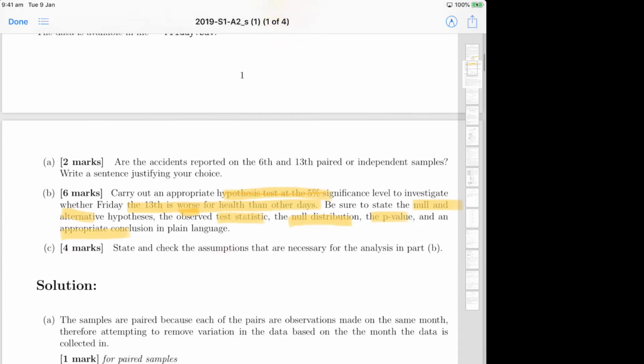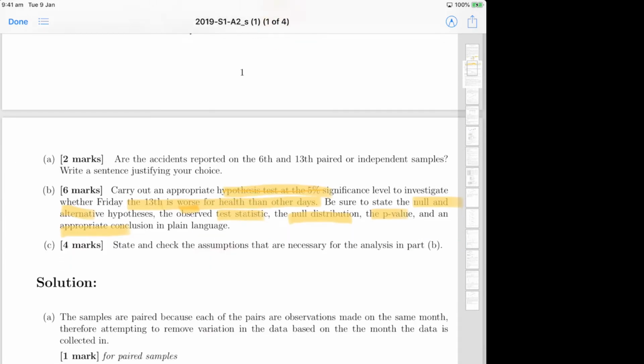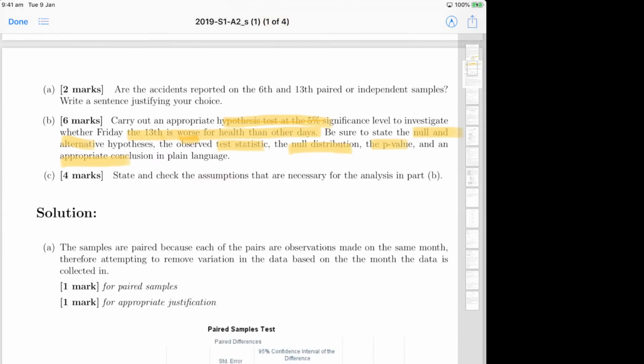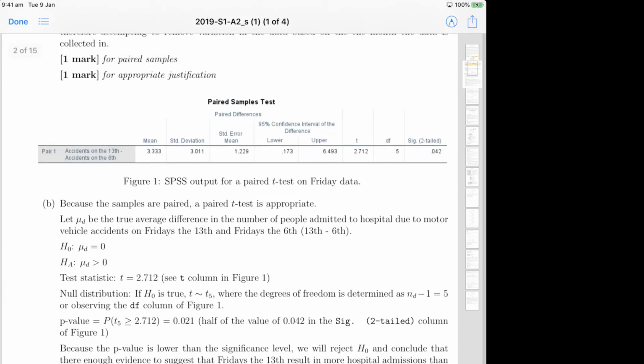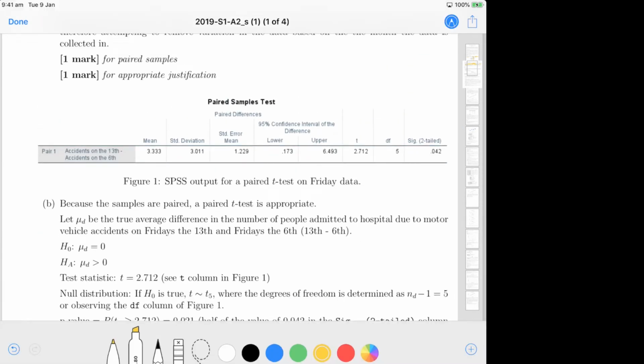We need to report the test statistic, null distribution, p-values, and a conclusion. If we use SPSS to generate the output, we will have such a thing. We will give you this in the final exam, so you just need to interpret the result and extract the information that you need. What we need is the test statistic. Here we go, that's the test statistic over there.